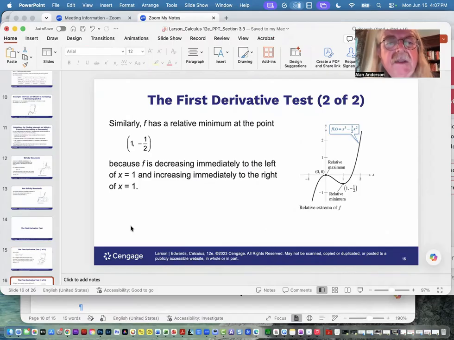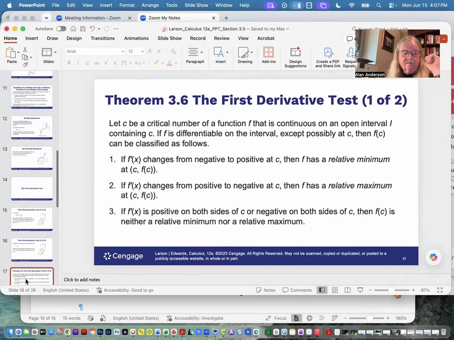Okay. Now, like it says here, at this point, we call this a relative minimum because the slope is clearly negative to the left and positive to the right. So this is the more formal way of writing what I was just putting up there. Mine is a little bit less formal, but you can see that C is a critical number on a function that is continuous on an open interval. If it is differentiable everywhere except possibly at C, where there could be a sharp break, then f of C can be classified as follows.